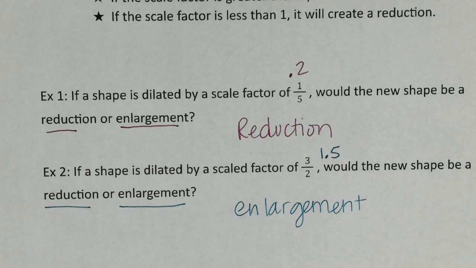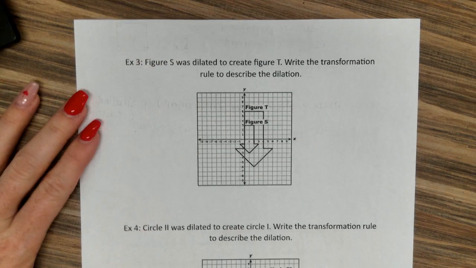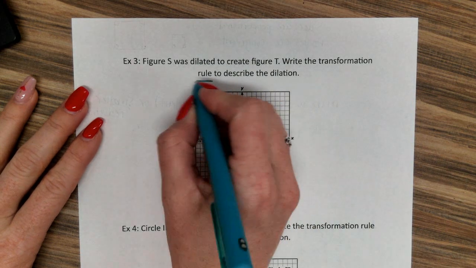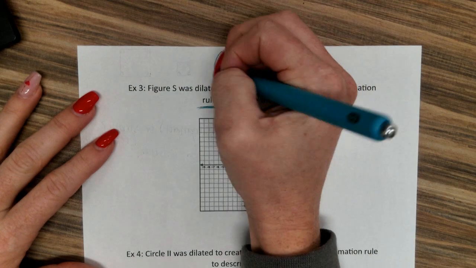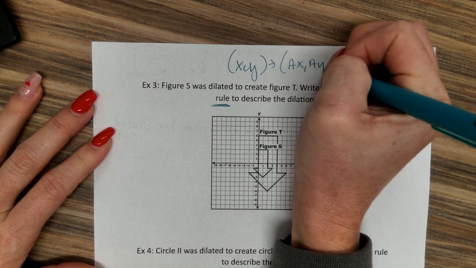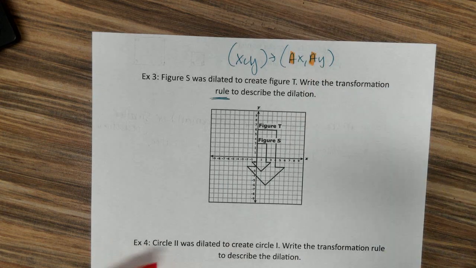Now, you are going to be given pictures. This is most of your assignment, and I'm only going to do 2 examples with you, so pay attention. Does everybody see the 2 examples? Your job is to write a rule. Remember that your rule will be take X and Y and multiply them by something. Your job is to find the something, the number that goes there, the scale factor.